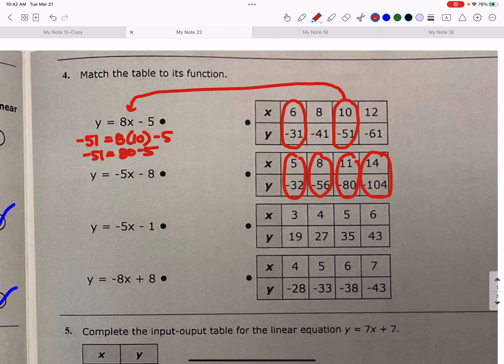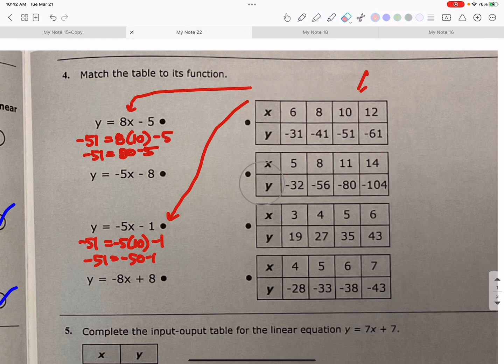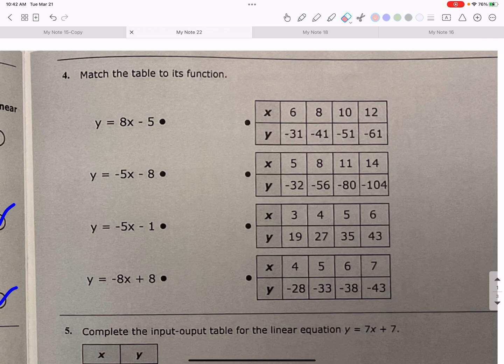Maybe I think that this one is this equation. Let's see. I'll plug in negative 5 times 10 for the x, and I'll put in negative 51 for the y, because that's what this point is over here, minus 1. Negative 51 equals negative 50 minus 1. Oh, yeah, it is this one. So this equation goes with these points over here. But you've got to figure out which ones go with which other ones.